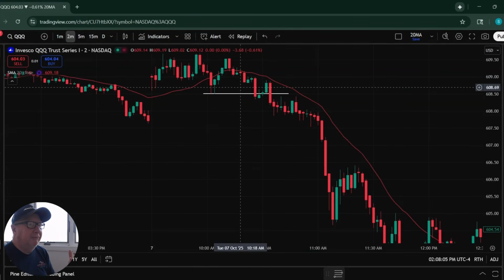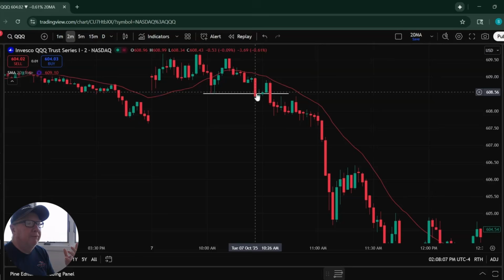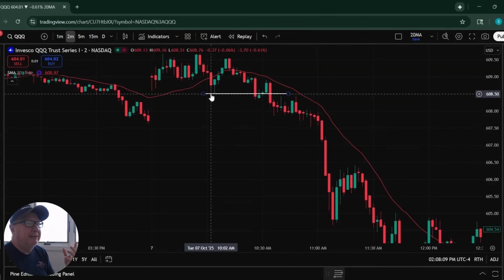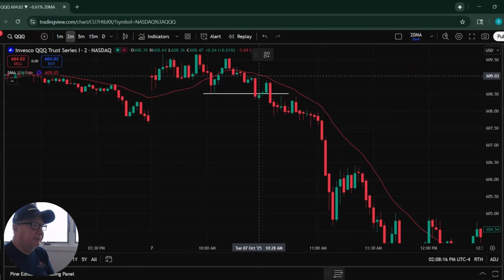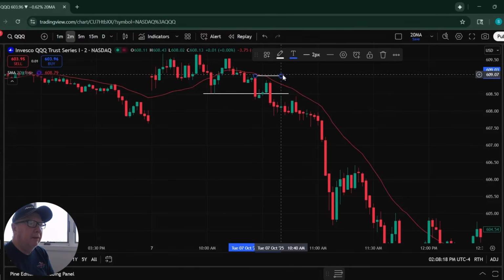But this is what I'm looking for. It's very simple. A move away from the 20 that breaks, in this case, support. My stop is the high of the power bar. So right here's my stop.